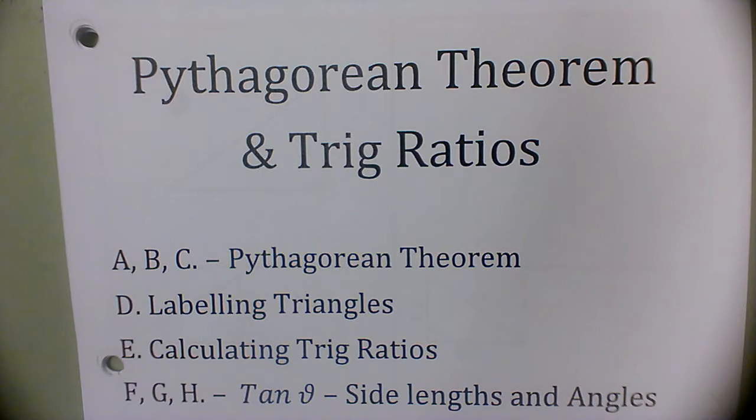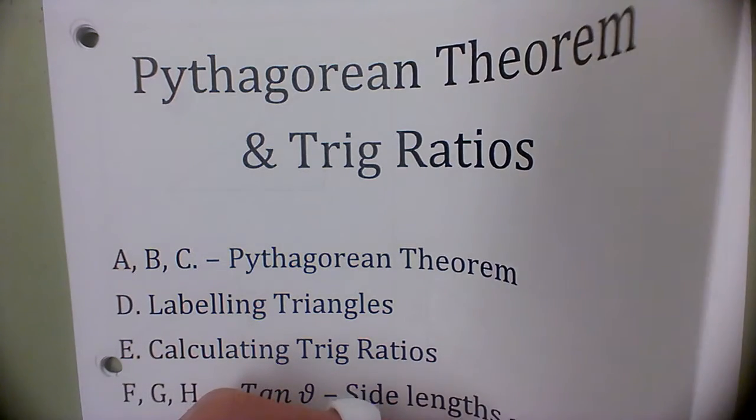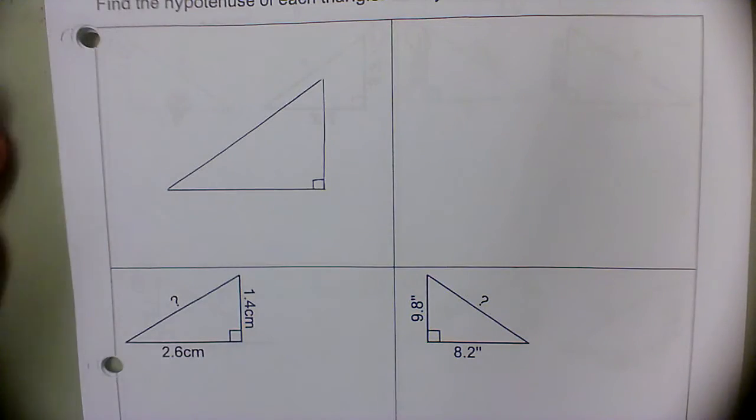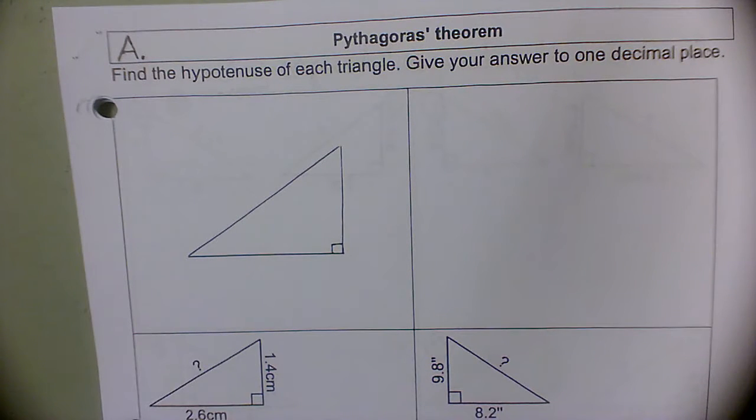Pythagorean Theorem and trig ratios. So the first part is Pythagorean Theorem. Pythagorean Theorem deals with right triangles.